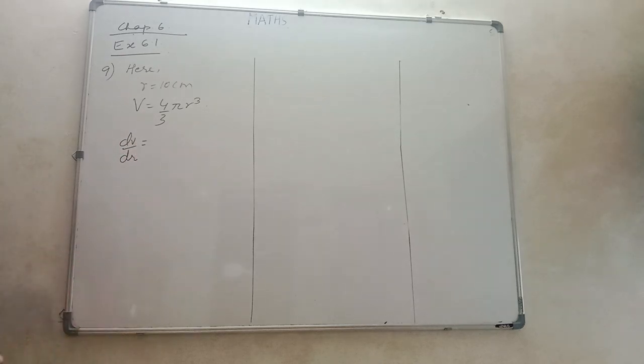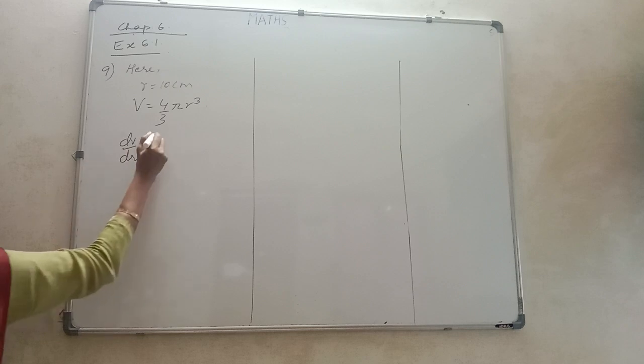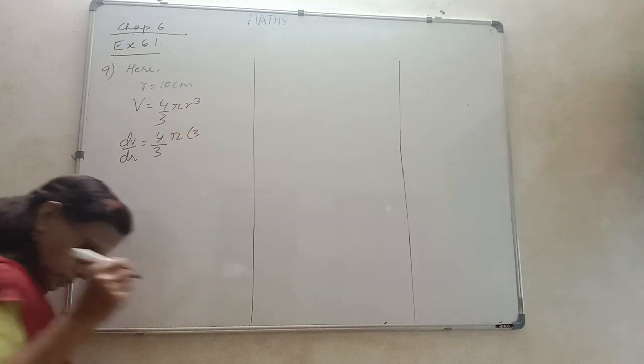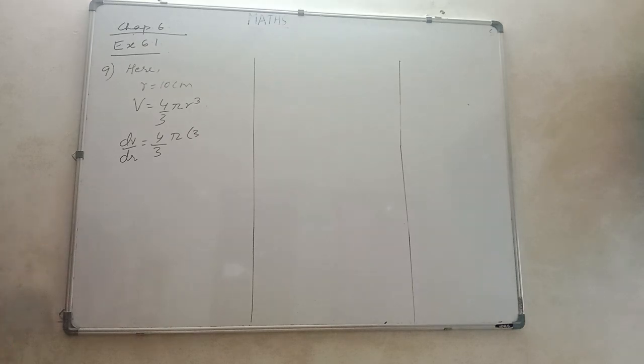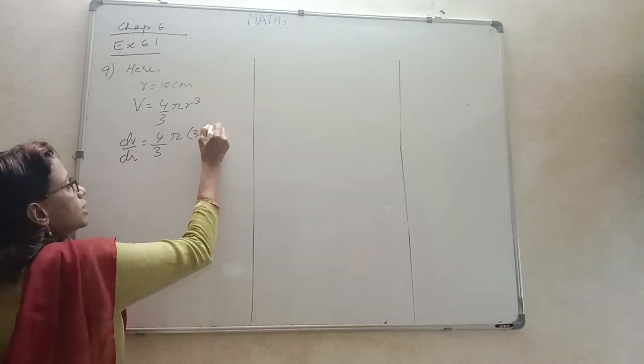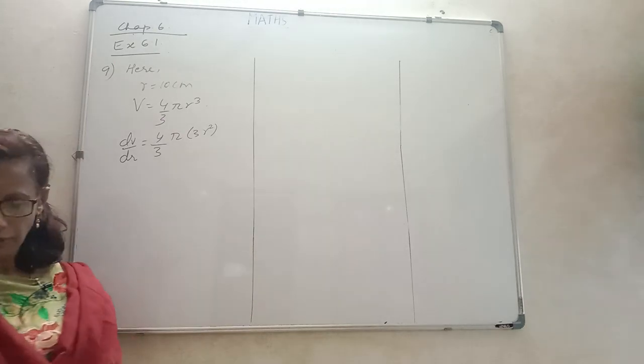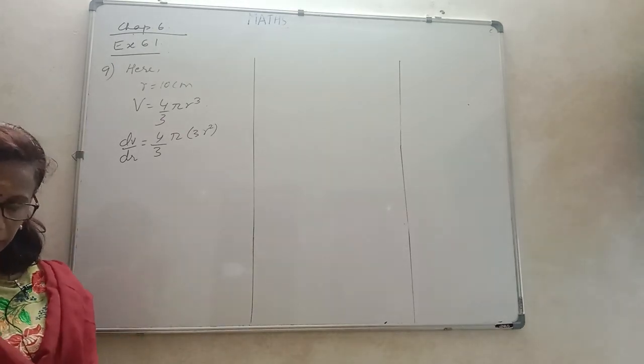The derivative is with respect to r. So let's find the derivative. 4/3 pi r cube has the derivative, r cube has the derivative 3r squared. Because it is with respect to r, we need not write anything else. So now let's get across doing this and see how it goes.